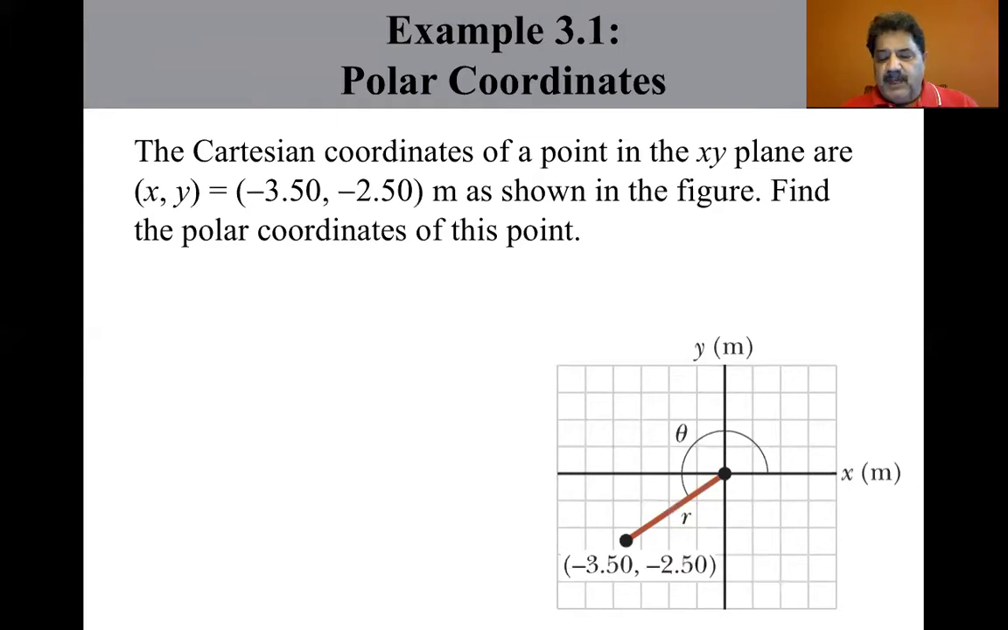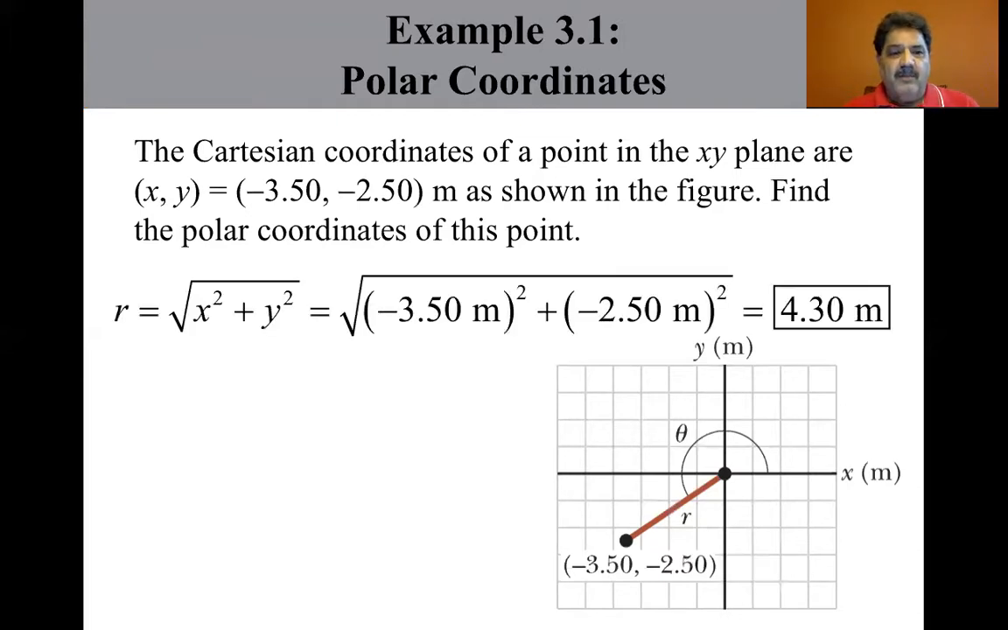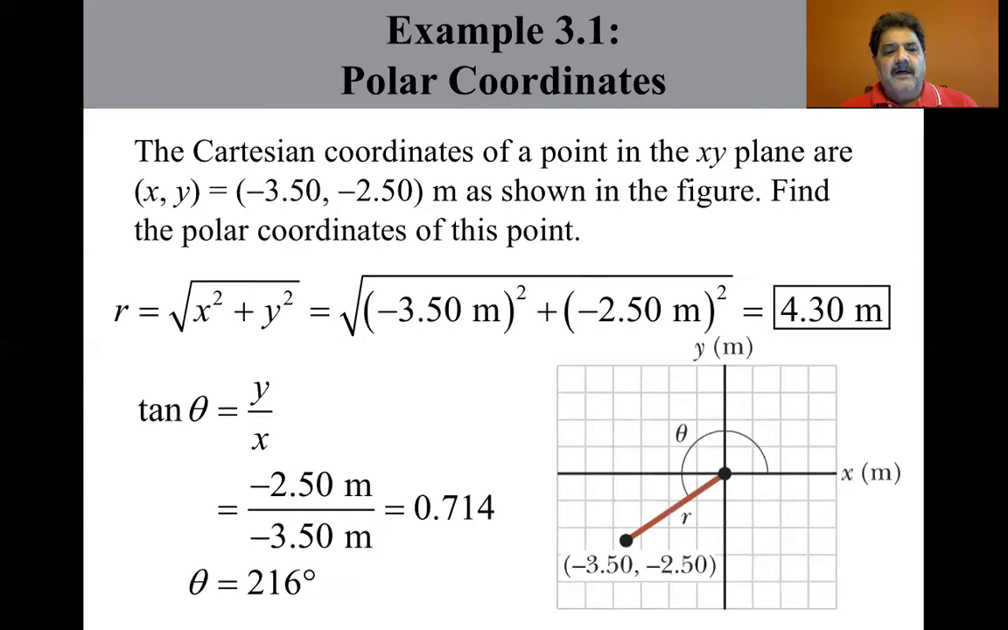So we use the Pythagorean theorem to find r. r equals the square root of x squared plus y squared. You'll see that the negatives of minus 3.5 and minus 2.5 disappear because we're squaring them. If you carry out the calculation, you get 4.3 meters. And tangent theta is equal to y over x, so it's minus 2.5 over minus 3.5, and that's equal to 0.714.